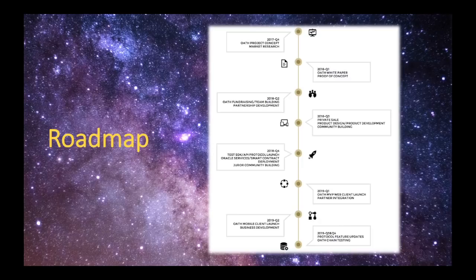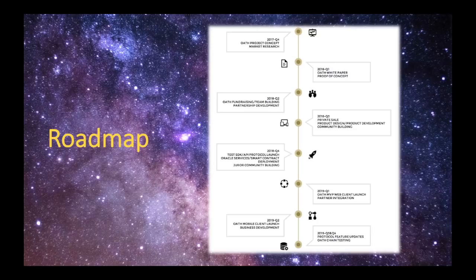Okay, another roadmap. So in 2018 Q1, the Oath white paper and the proof of concept were made, and in Q2 the partnership development and the Oath fundraising began. The private sales in Q3, so that's almost now I think, or already ongoing. In 2018 Q4, sorry, is a test SDK and the API protocol launch. And in 2019 Q1 is the MVP web client launch.